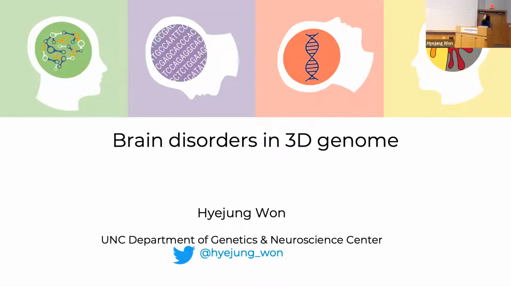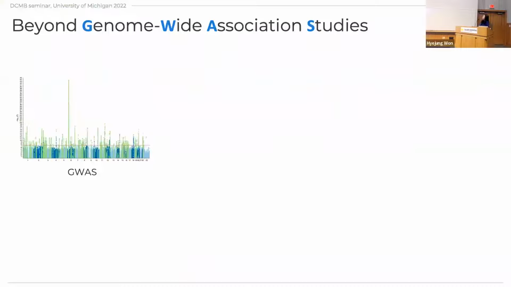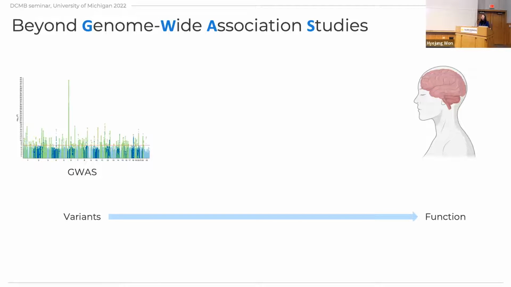So my lab is largely interested in understanding the genetic etiology of brain disorders, with a focus on genome-wide association studies, or GWAS. GWAS is the study of identifying variants, and the overarching goal of my lab is to link these variants to specific function. Again, my lab is largely interested in brain disorders or psychiatric disorders, so the overarching goal is to link variants to brain function.